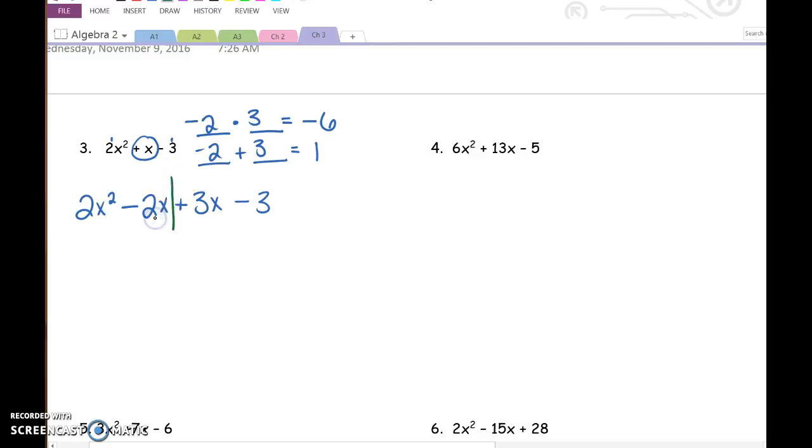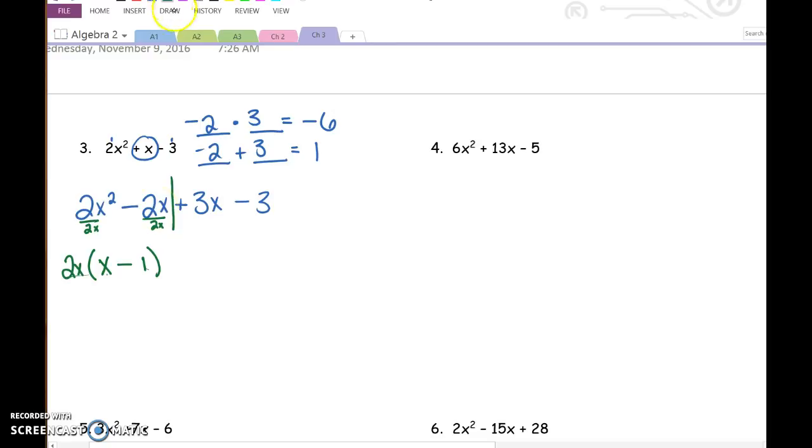Okay, break this into 2 groups. In our first group, what do 2x squared and negative 2x have in common? 2x. So what we're basically doing is dividing both of these terms by 2x. And if you need to write that in there to help you, that is totally fine. So 2 divided by 2 is 1. X squared divided by x is x. What is negative 2x divided by 2x? Negative 1. And remember, you can check yourself. 2x times x is 2x squared. 2x times negative 1 is negative 2x.